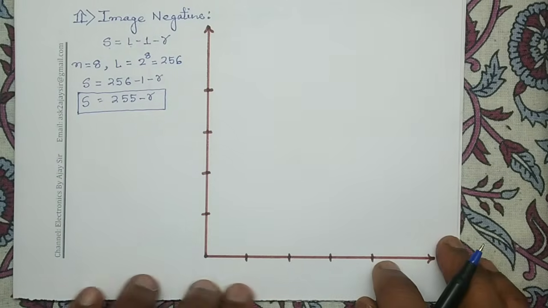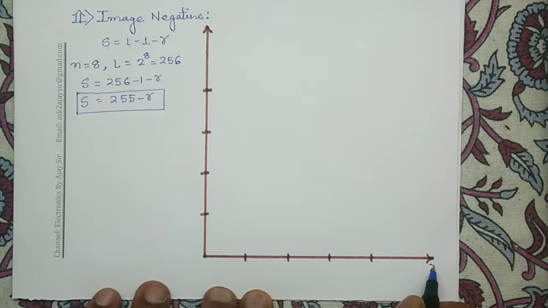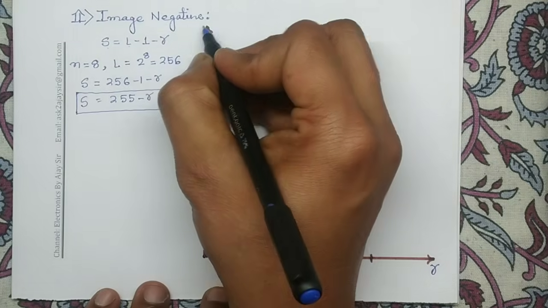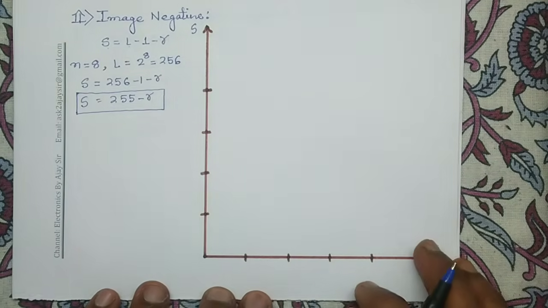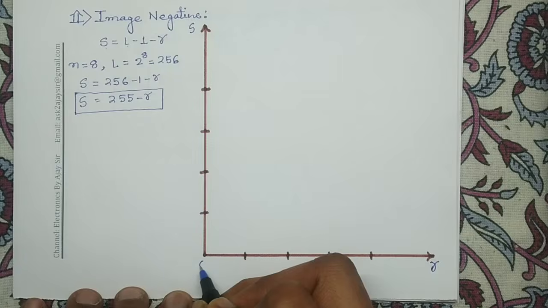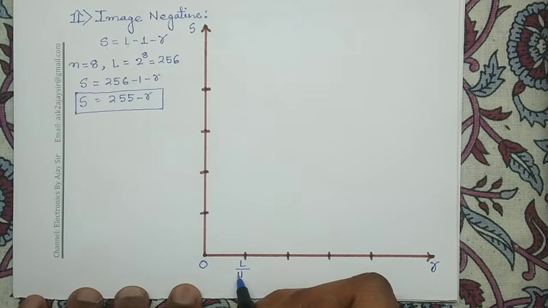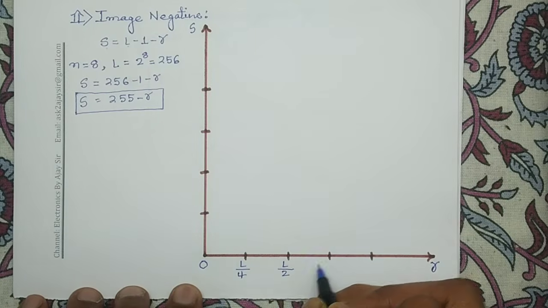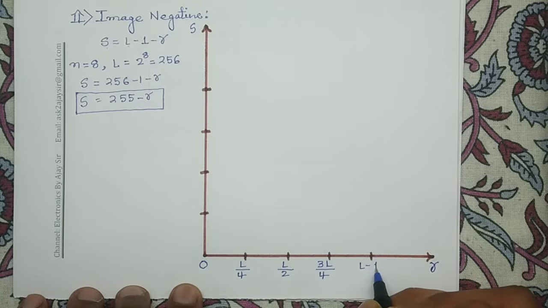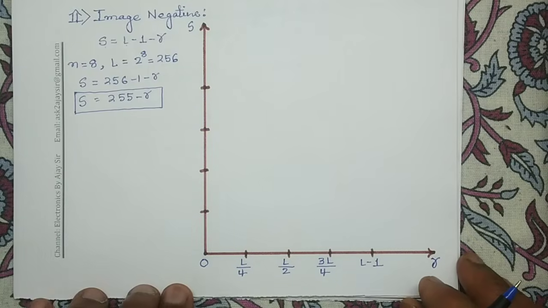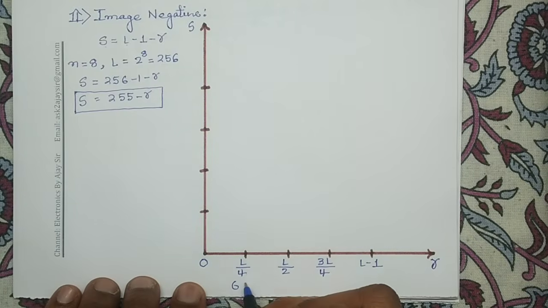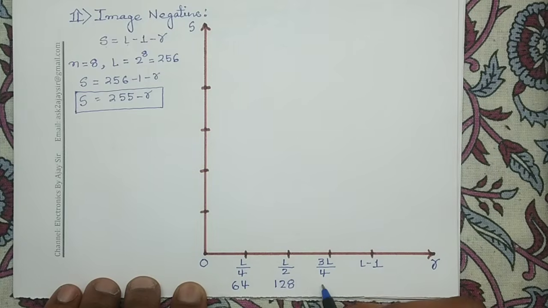Now similar to the previous, along the x-axis we will take the input intensity level r, and along the y-axis we will take the output intensity level s. We will take the critical points 0, L/4, L/2, 3L/4 and L-1. If L equals 256, L/4 is 64, L/2 is 128, 3L/4 is 192 and L-1 is 255.